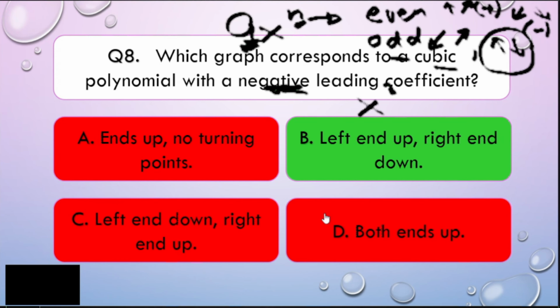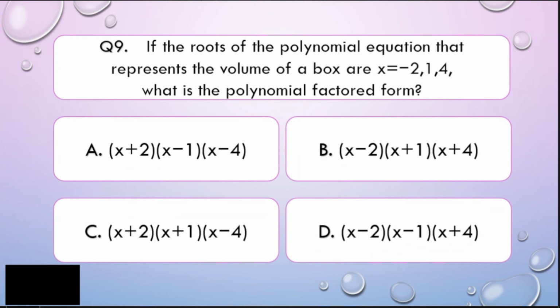Now, let us go to question number 9. If the roots of the polynomial equation that represents the volume of a box are -2, +1, and 4, what is the polynomial in factored form? Is it A, the quantity x plus 2 times the quantity x minus 1 times the quantity x minus 4? B, the quantity x minus 2 times the quantity x plus 1 times the quantity x plus 4? C, the quantity x plus 2 times the quantity x plus 1 times the quantity x minus 4? Or letter D, the quantity x minus 2 times the quantity x minus 1 times the quantity x plus 4. I'll give you 5 seconds to think about your answer.